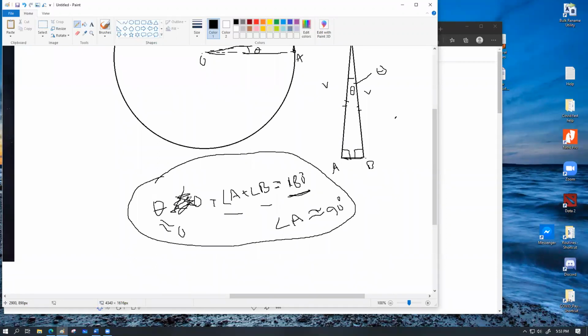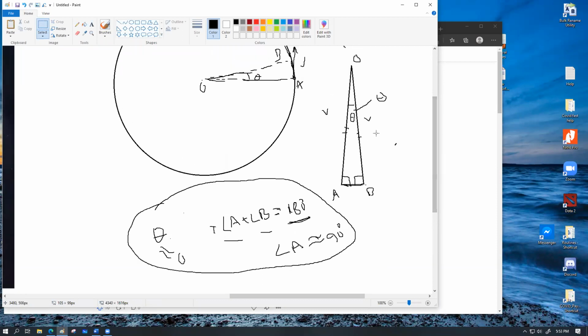So forget about this part. I wrote a wrong symbol for the angle. I might as well get rid of this. Okay. So theta plus angle A plus angle B. These are 3 different angles of this triangle. So by logic, the sum of these 3 angles is supposed to be 180 degree.